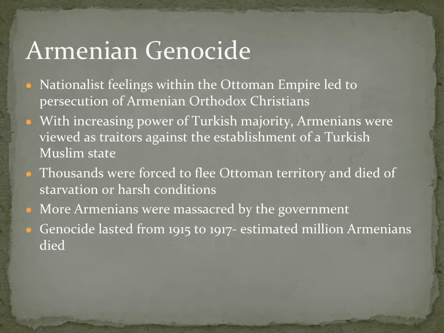Thousands of the Armenians were forced to flee Ottoman territory, so some of them tried to escape and go to other parts of Europe. A lot of them died along their journey. Thousands died of starvation and harsh conditions. Other Armenians were rounded up and executed by the government. And so the Armenian genocide lasted from about 1915 to 1917, and it's estimated that about 1 million Armenians died.